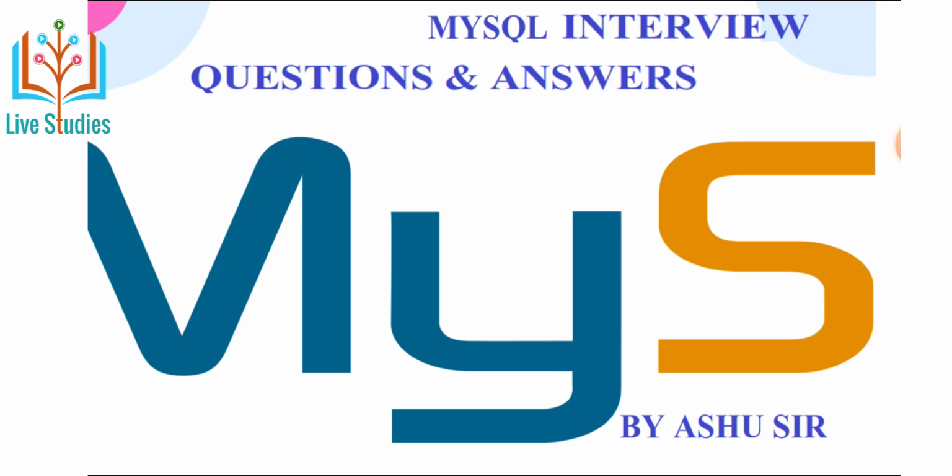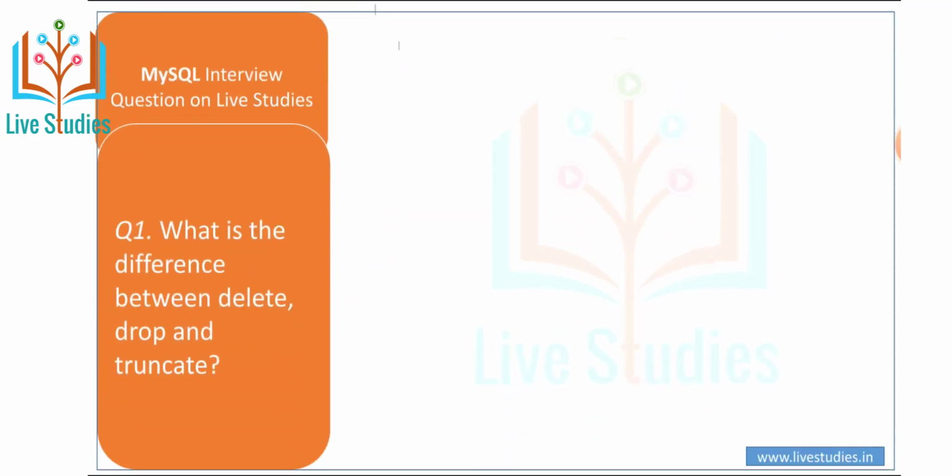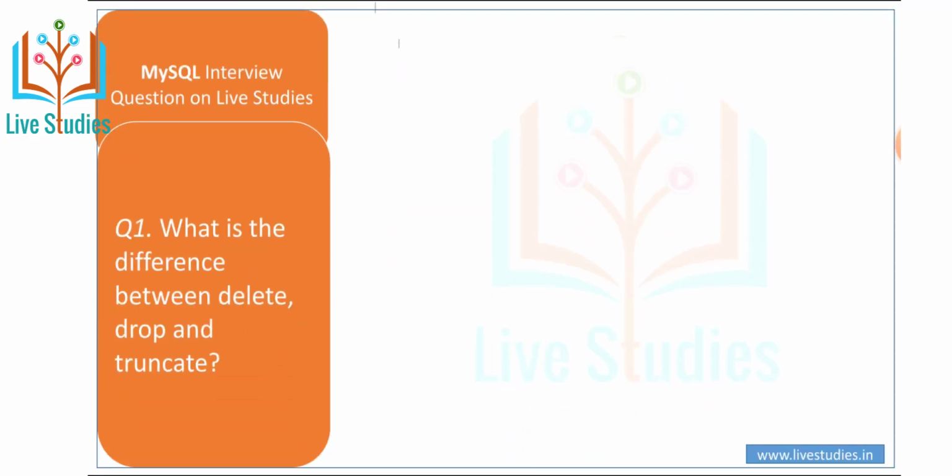So let's start. My first question is, what is the difference between delete, drop and truncate? First I will discuss truncate. It removes all rows from a table. It does not require a where clause. Truncate cannot be used with an indexed view. Okay, and performance-wise it is faster.